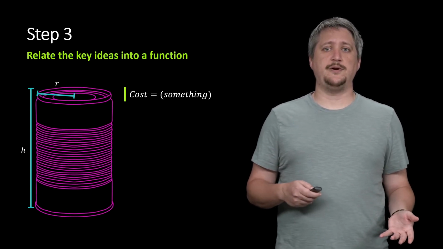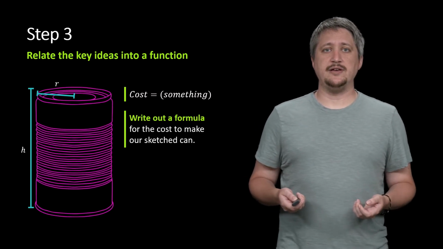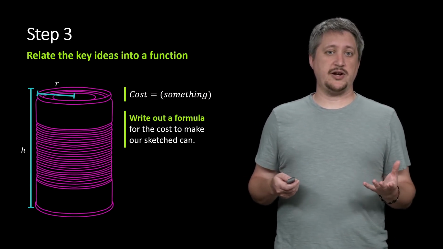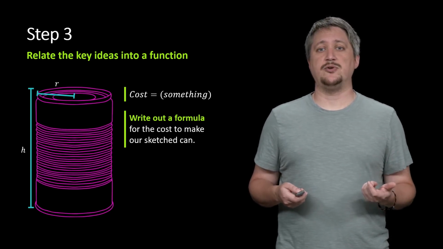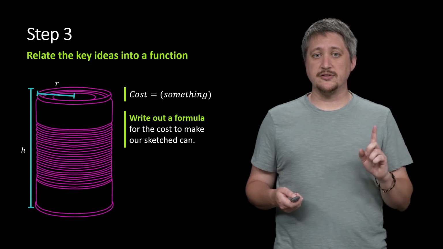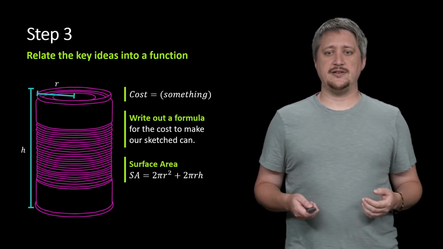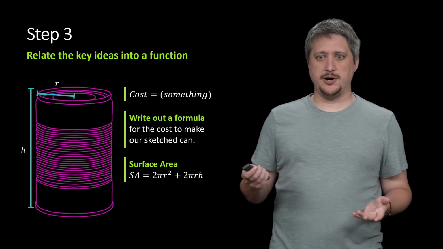Our cost was dependent on square inches of aluminum, right? So that means that we're going to need some way of writing down the surface area of a can. So we need to go look up a surface area, which is going to be the outside cylinder part plus the top and bottom. And we'll get this surface area is 2 pi r squared plus 2 pi r h.